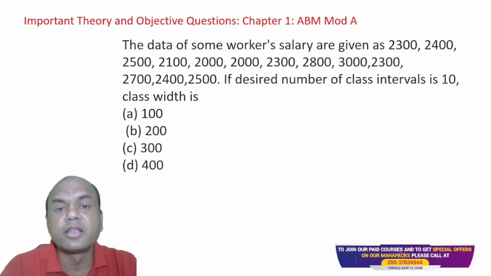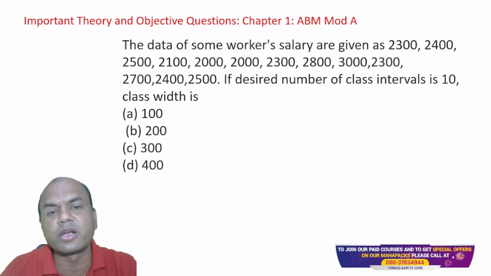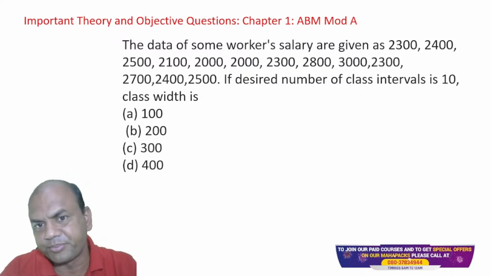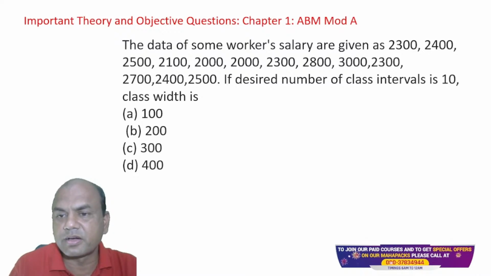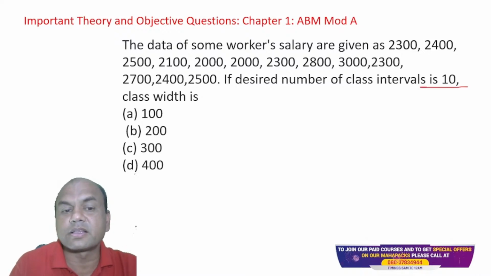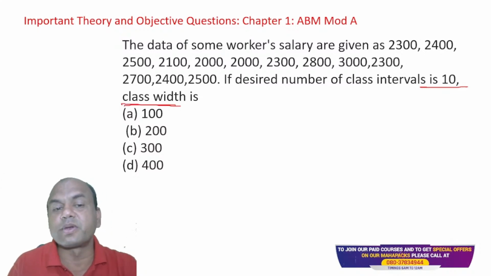The data of some workers' salary are given as this: 2300, 2400, 2500. You can read this data. If the desired number of class intervals is 10, then the class width is. Now how to find out a class width? Firstly, remember what is the class width?